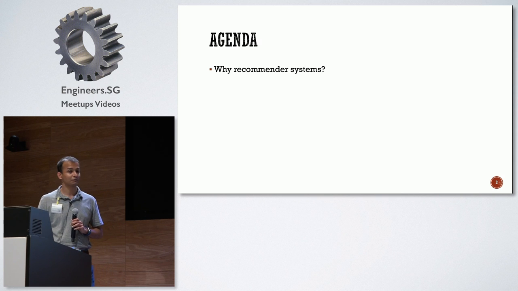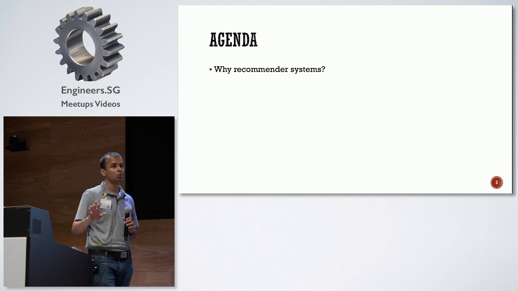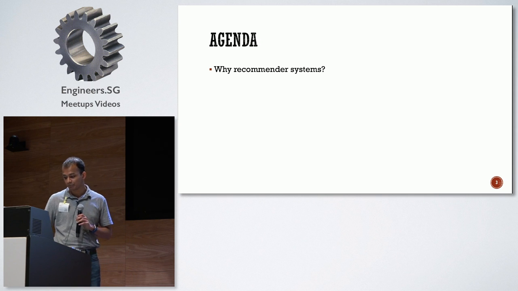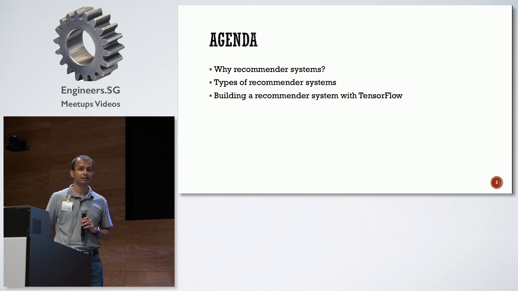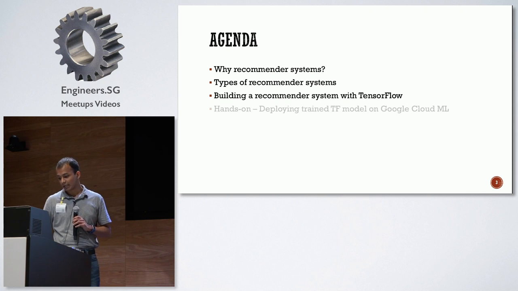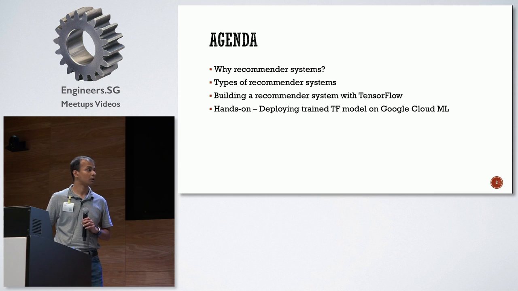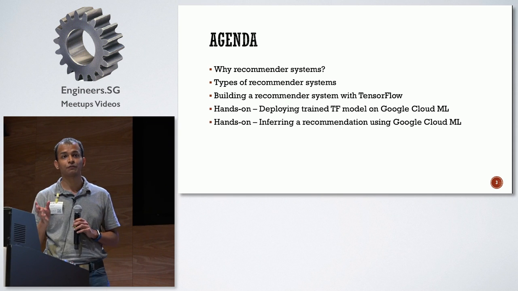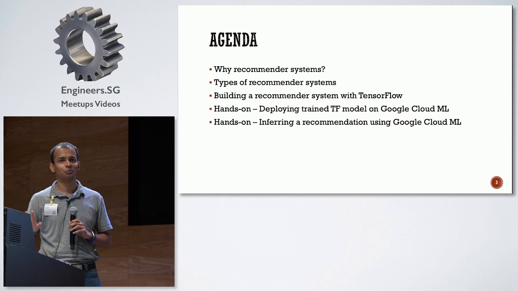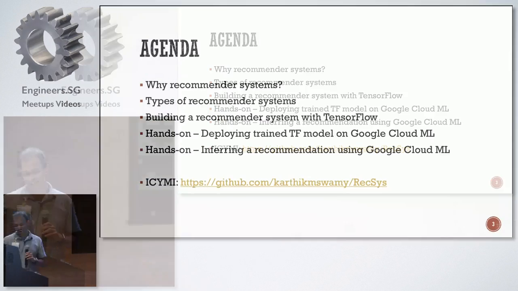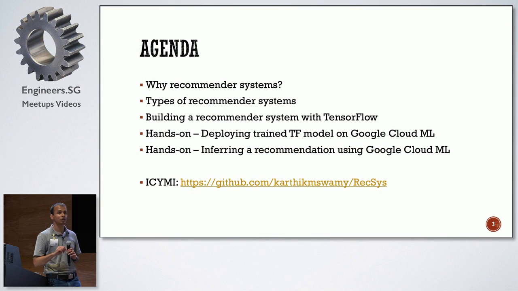So I'll talk about the agenda first. First we'll get into why recommender systems, what the types of recommender systems are, and probably we'll build a recommender system ourselves, and have a hands-on session. We'll also go through some inference and some training right on this machine. Hopefully it should work well. And in case you missed it, all the code, all the inference, all the trained models are available on the GitHub repository. So you can download it and try it yourself.